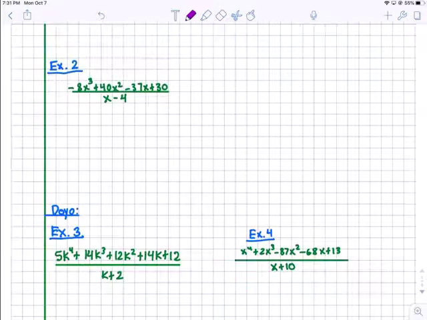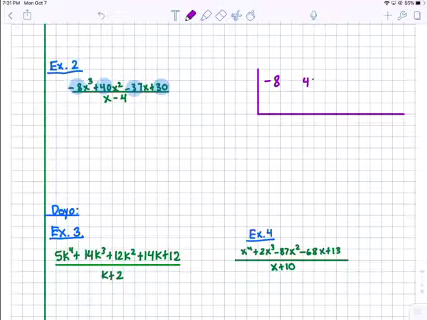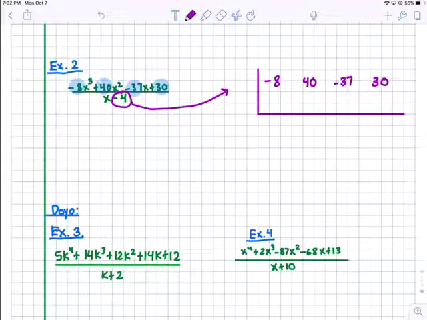Now, what we're going to do is synthetic division instead of long division. So remember, let's write down the polynomial in the numerator, and we are going to write down each one of these coefficients. Put it over here. Good, and we have -8, 40, -37, and 30. Now we have our -4, and remember we have to write down the opposite, which is going to be 4.